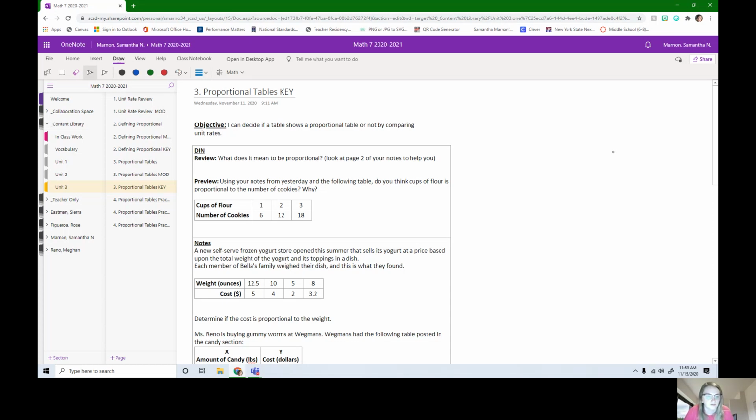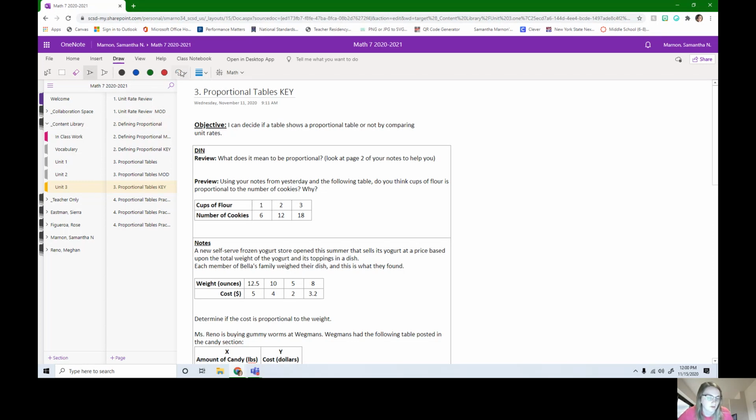So for our review question in our DIN, what does it mean to be proportional? You can look at page 2 of your notes to help you. So pause the video if you need to, go back and look at page 2 and answer the review question. Okay, so you should have answered the review question by now.